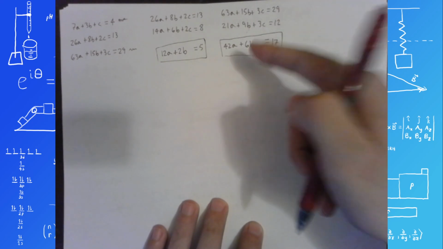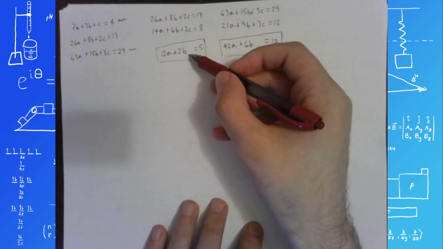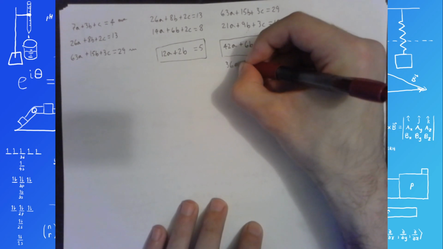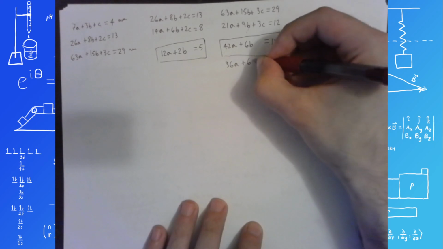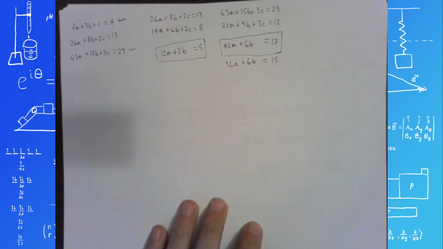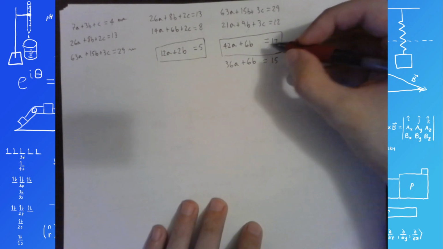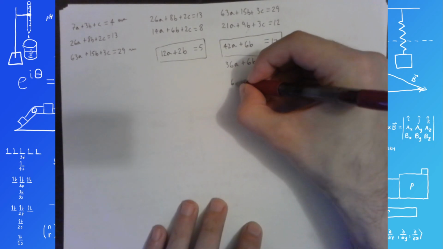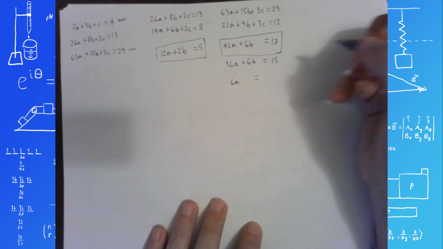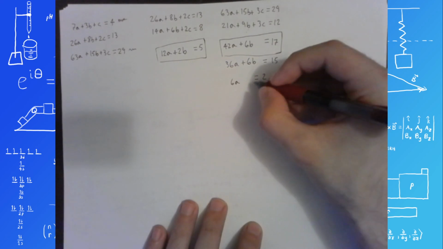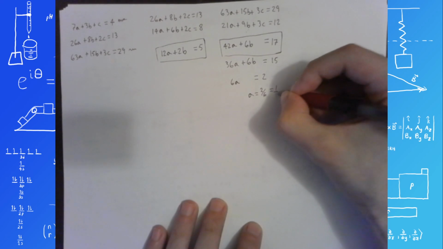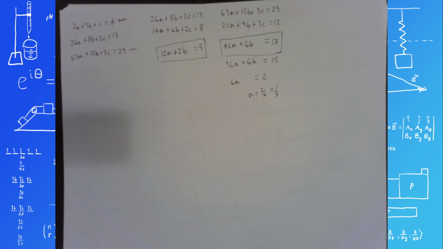Okay, and now put these two equations together. I'm going to multiply this one by 3 and subtract it from this one. So that's going to be 36a plus 6b equals 3 times 5 is 15. Okay, 42 minus 36 is 6a minus nothing equals 17 minus 15 equals 2. So a equals 2 over 6 equals 1/3. We've got our first value.